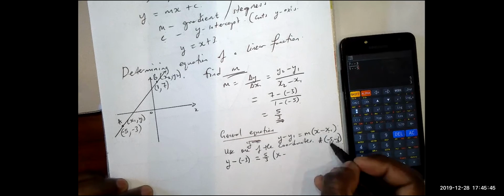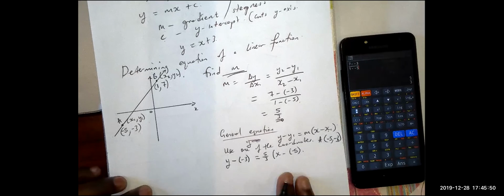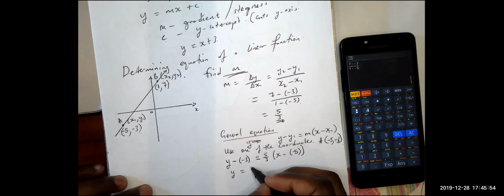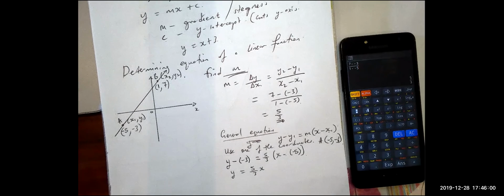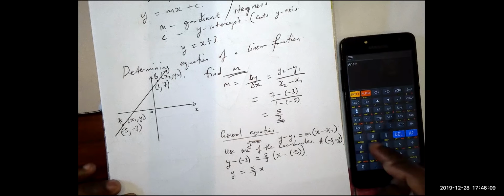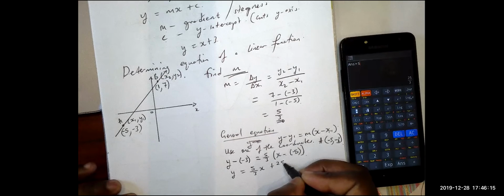X1 is your -5, okay. Now, what do we get there? Y is equal to 5 over 3x. Now, 5 over 3x times, because this one is going to give you plus, okay? It's going to be saying, all right, this is the answer, okay, times 5. What do we get? 25 over 3. So we're going to say plus 25 over 3.